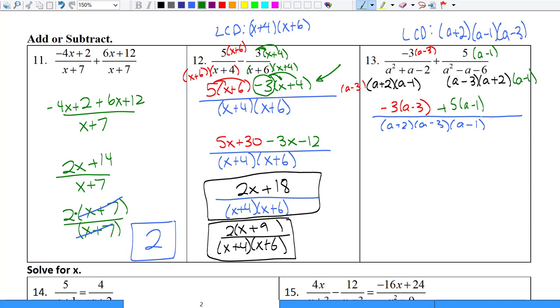At this point, we're just going to distribute and combine like terms in the numerator, so that's negative 3a plus 9 plus 5a minus 5. Once you've gotten the LCD, it basically just stays the same unless it reduces at the very last step. Okay, in the numerator, I can add my a's. I get 2a, negative 5 plus 9, that's a positive 4. So I have 2a plus 4.